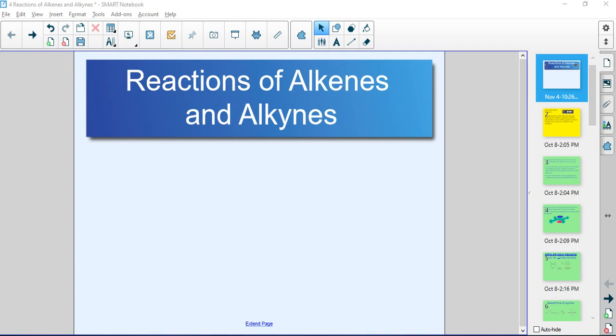Everyone. We're continuing with reactions of alkenes and alkynes. I've suggested in class that you start perhaps keeping extra notes, maybe making a list to help you study, a study guide if you will, of all the reactions we have done so far, because in this lesson we're going to add several more.